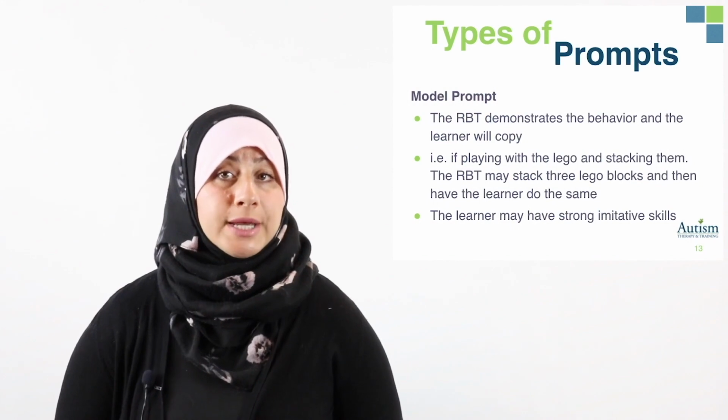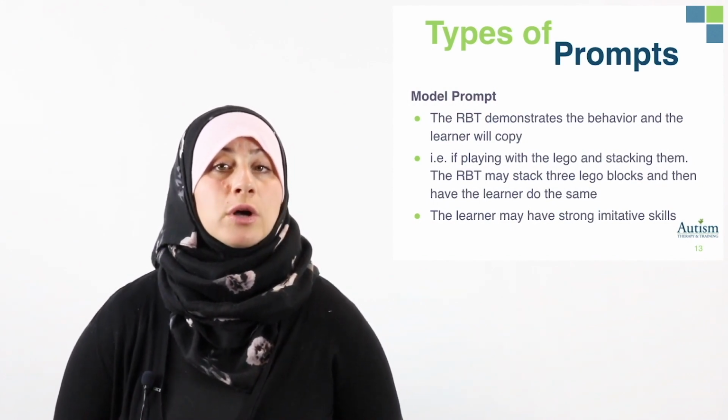Let's try another one. Tell me something that swims in the ocean. Fish. Fish. Great. Again, this time it was an intraverbal question that I was asking, and I verbally prompted fish, and they echoed fish. A model prompt is when the RBT demonstrates the behavior and the learner will copy.